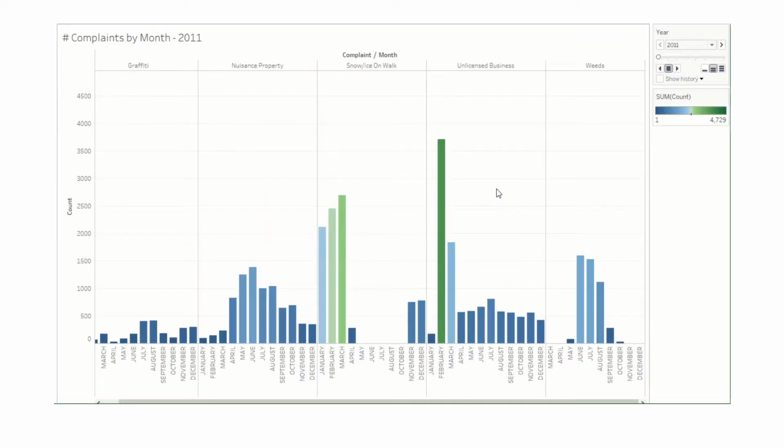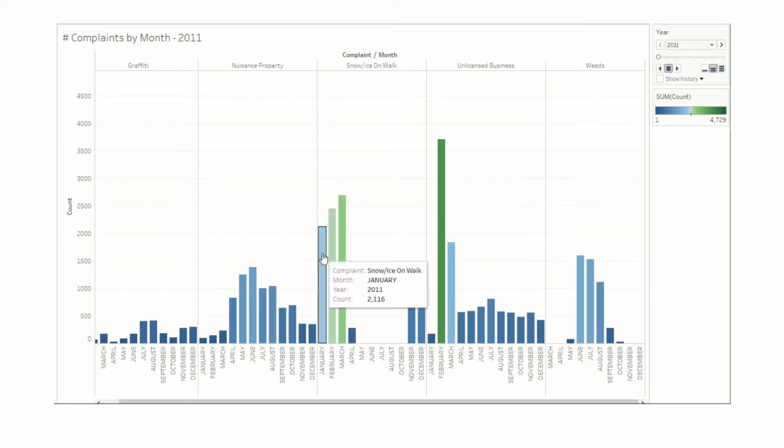To answer that, we created a bar chart. We put the number of complaints or infractions on the y-axis, which is count here. We put the months as well as the type of complaint on the x-axis. There are a few patterns on this visualization that make you go, yeah, that makes a lot of sense.